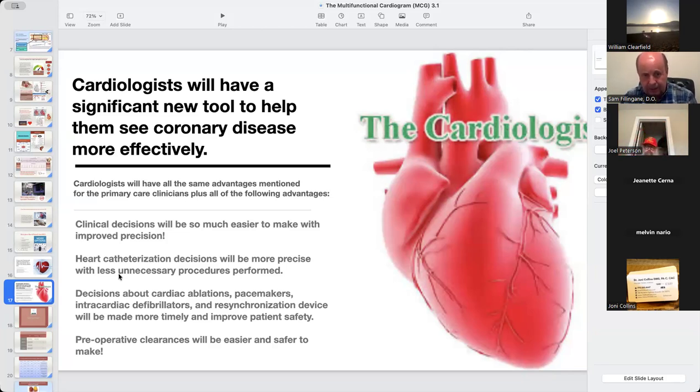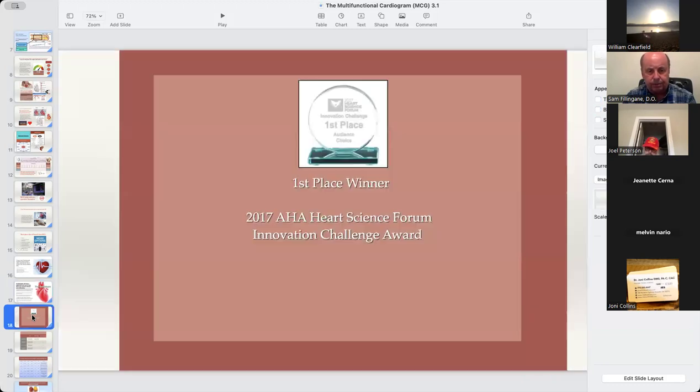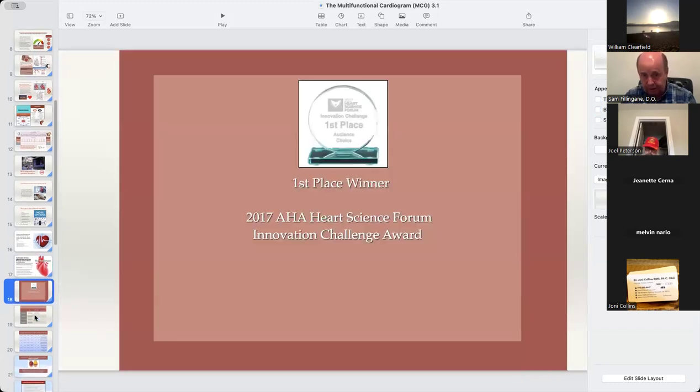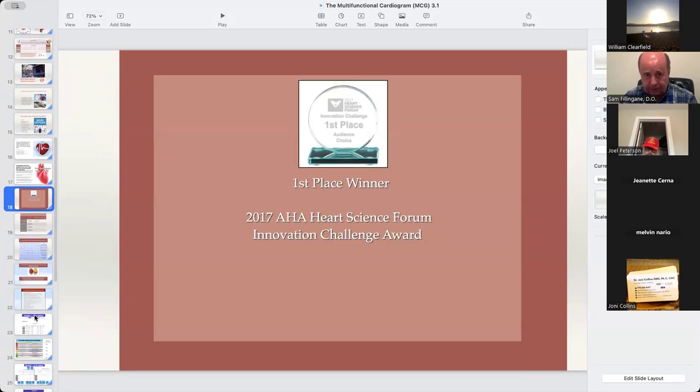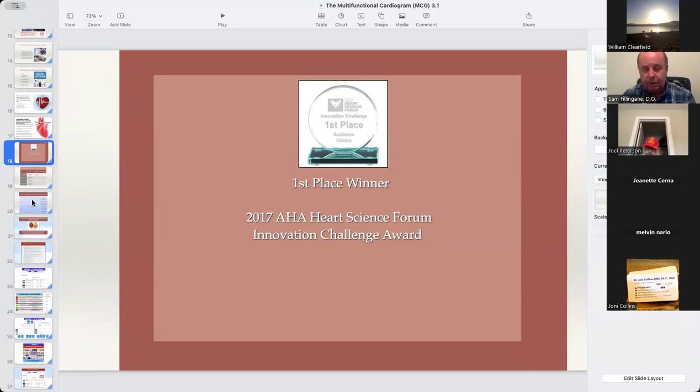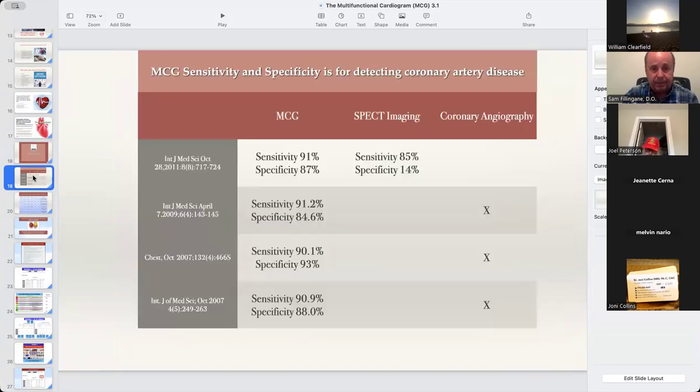Decisions about ablations, pacemakers, intracardiac defibrillators, resynchronization, all those things are going to be made better by this device. And of course, cardiologists do the bulk of preoperative clearances. This device won the American Heart Association Science Forum Innovation of the Year Award back in 2017. It wasn't even on the market in 2017, but the development had come that far at that time.